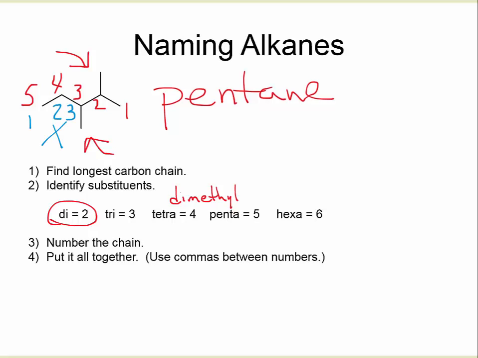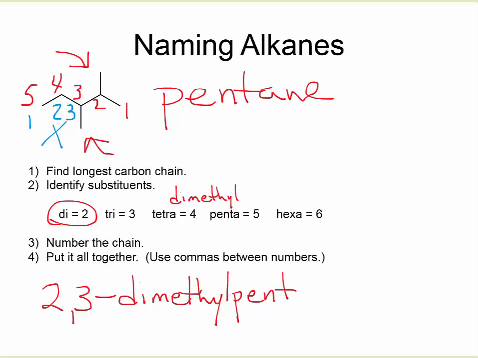And so let's put it all together. I'm going to have 2,3-dimethylpentane. Again, there's no space between the letters, and there's a hyphen between a number and a letter, and there's now a comma between the two numbers, 2,3-dimethylpentane.